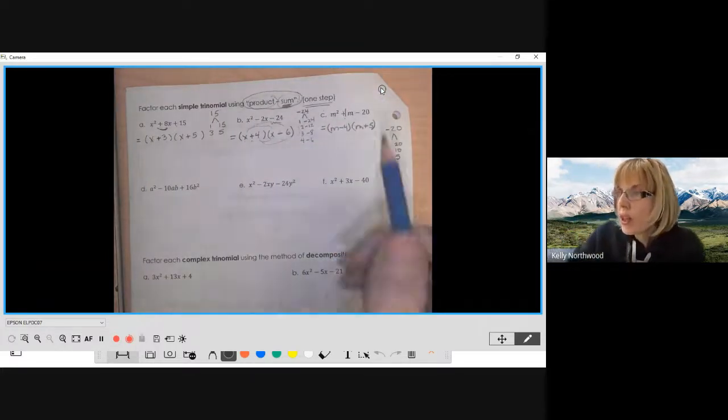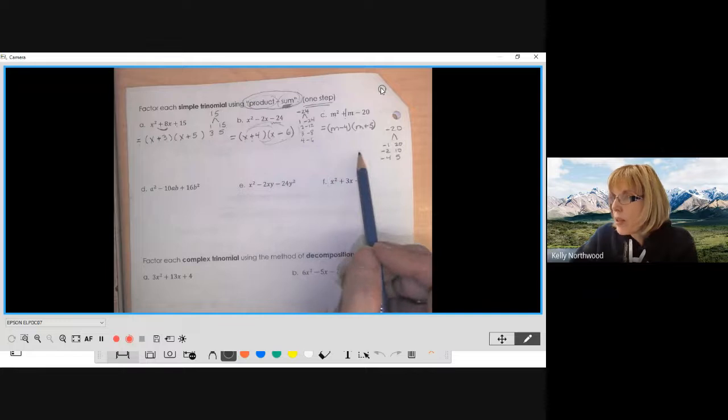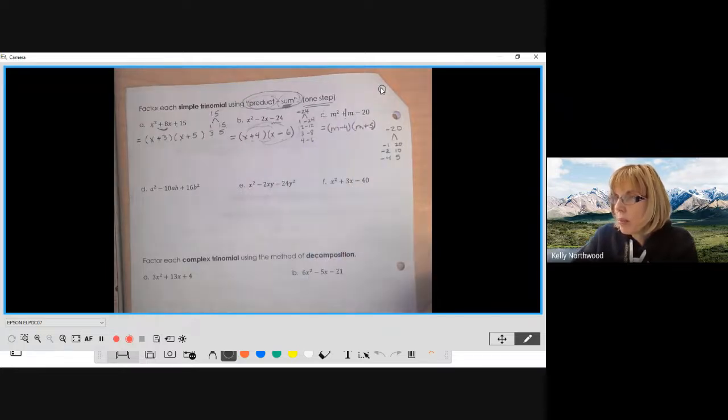And if I wasn't sure, I could always expand, using FOIL on a separate piece of paper and do a check, and I should end up with m squared plus 1m minus 20.